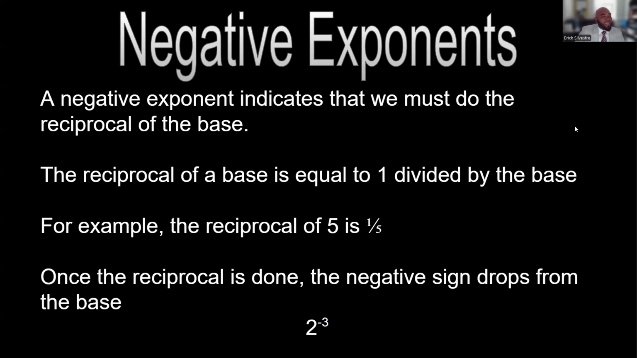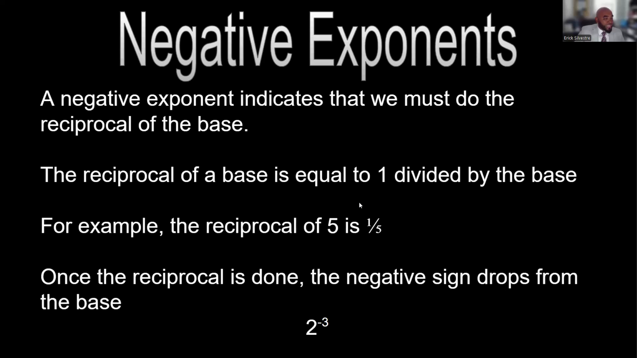All right, negative exponents. A negative exponent indicates that we must do the reciprocal of the base. That's what a negative exponent is telling us. What does that mean? Whenever you do the reciprocal of something, you are basically dividing the number 1 by the base, so you're creating a fraction. Once you do that operation, the negative exponent disappears and it becomes positive.